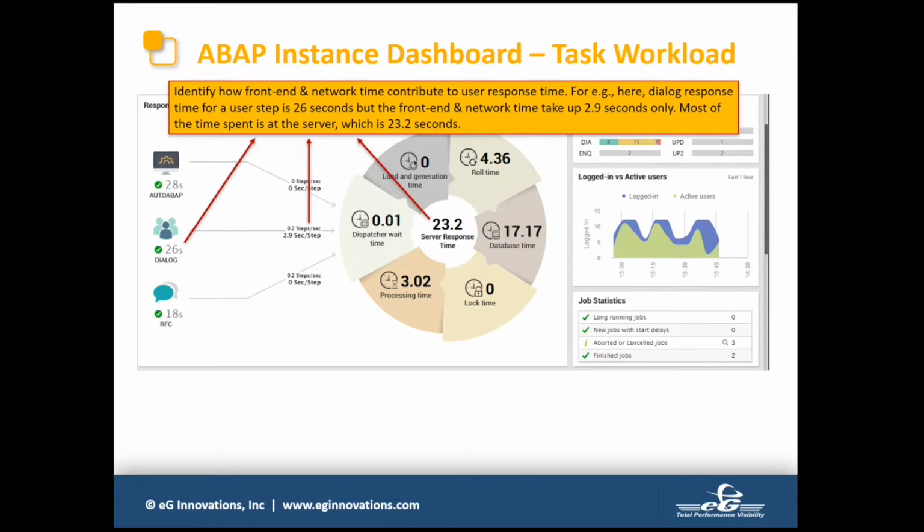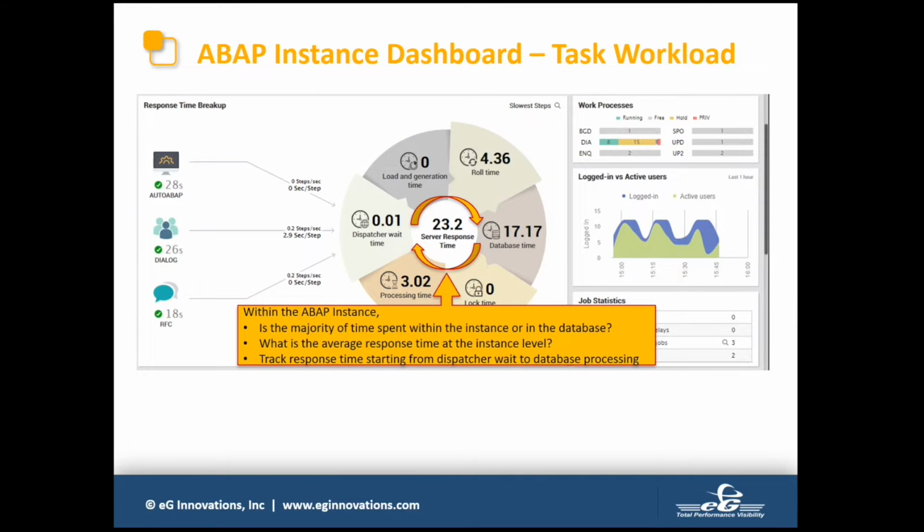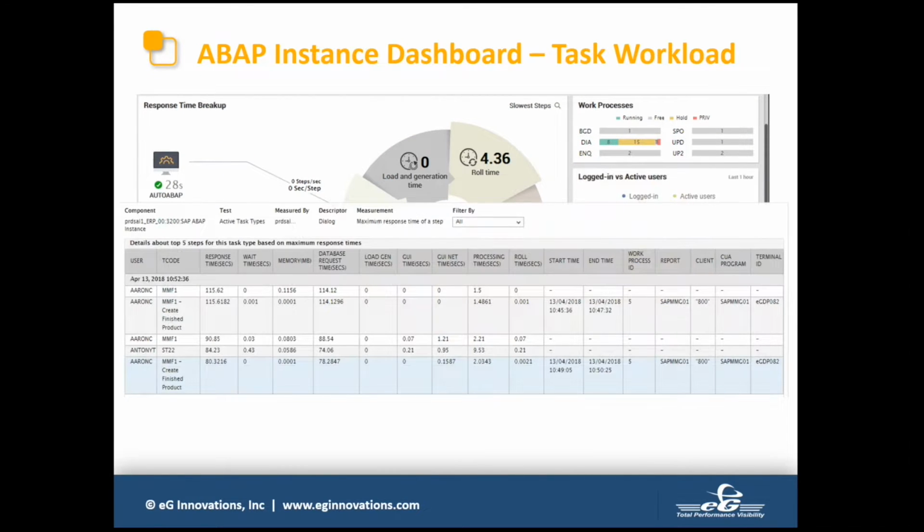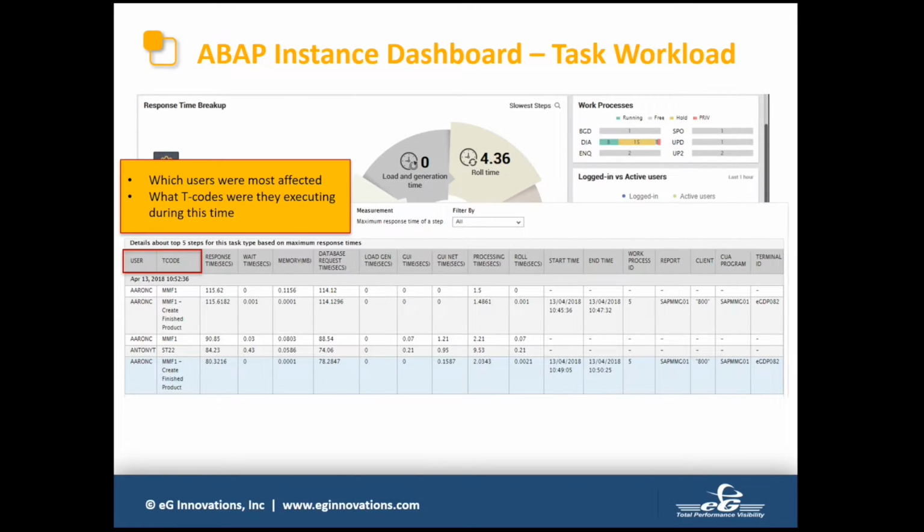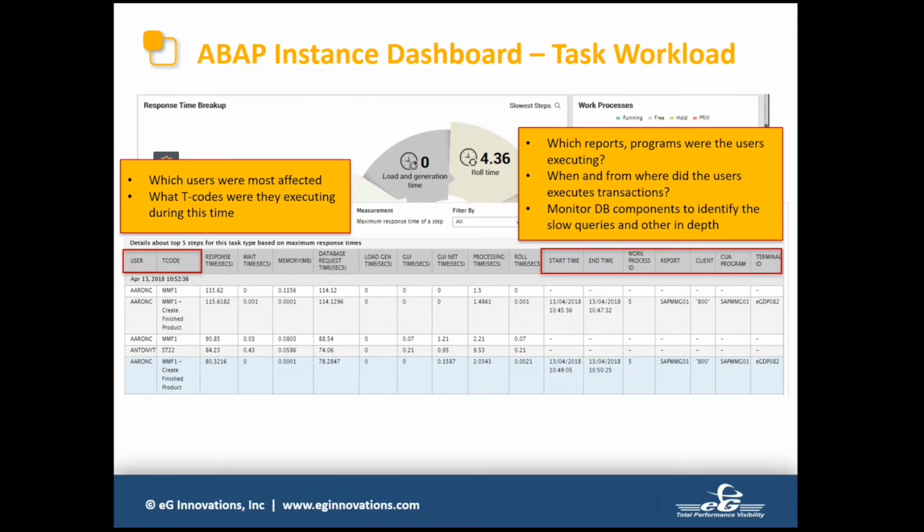We can click on this database time to find out exactly where the slowness is. We can also find out which users are involved, what the T code of these users is, and which steps have taken the maximum response time. We can find the start time, the end time, and everything regarding those T codes and users.